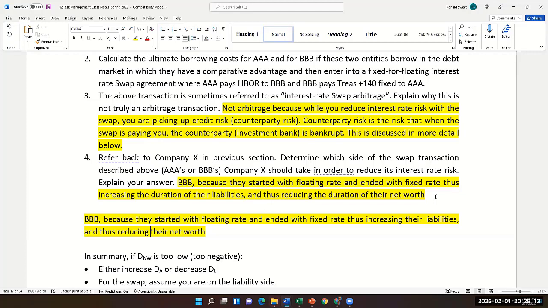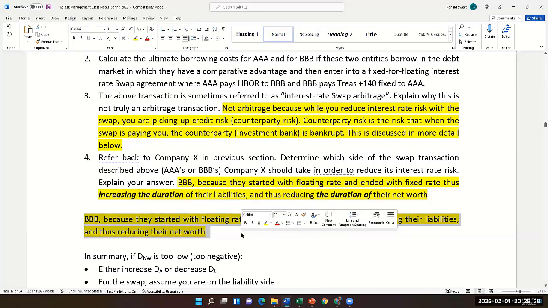So there's a problem with that. So why am I so picky? I'm so picky because it's absolutely wrong. This bank did not reduce their net worth. What did they reduce? They reduced the duration of their net worth. Very different thing. They didn't increase their liabilities. They increased the duration of their liabilities, all right? So I'm very picky on the language.